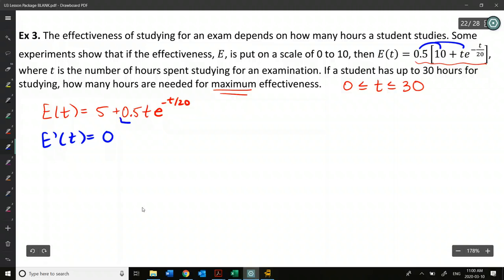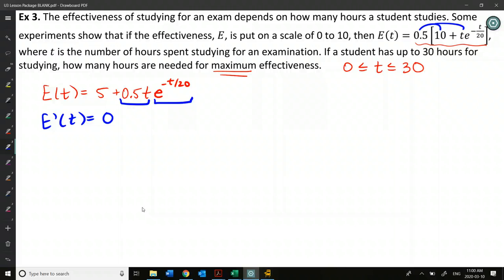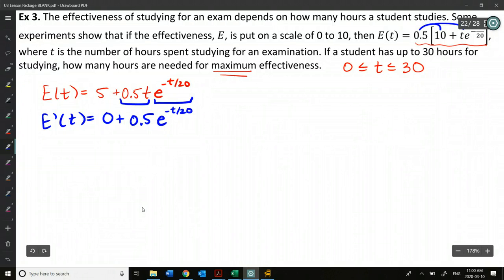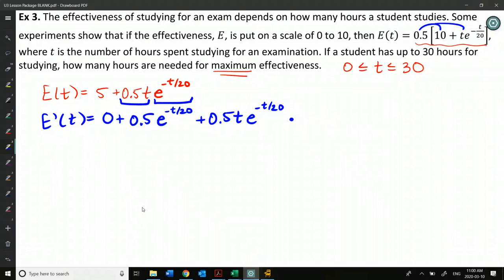Okay, for this part, we're going to apply the product rule. So we get the derivative of the first, which is 0.5, times the second, just as it is, plus the first times the derivative of the second. When we do the derivative of e to anything, we get back that value, but then we also have to multiply by the derivative of the exponent. So what's the derivative of our exponent here? Yes, negative 1 over 20.